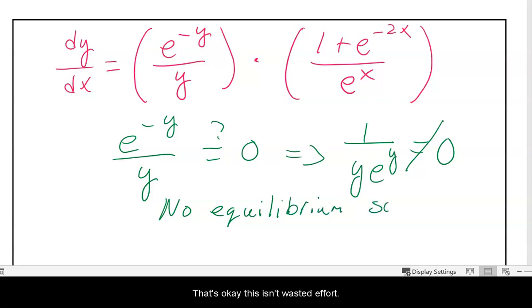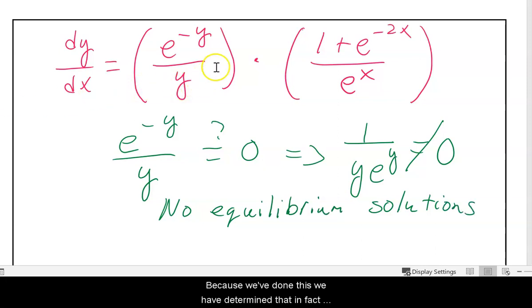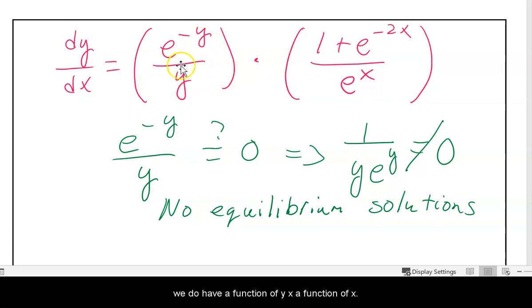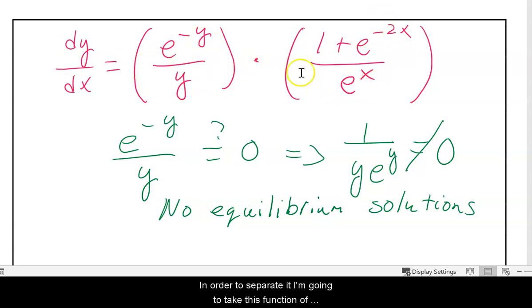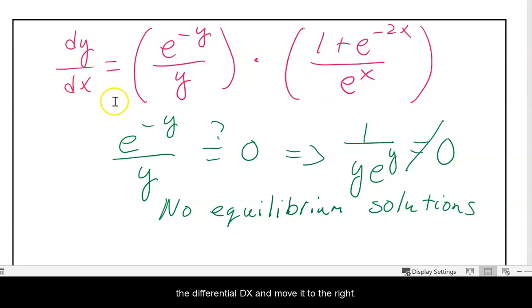That's okay. This isn't wasted effort. Because we've done this, we have determined that in fact we do have a function of y multiplied by a function of x. In order to separate it, I'm going to take this function of y and divide both sides of the equation by it so that it moves to the left. I'm going to abuse the derivative notation and take the differential dx and move it to the right. That would be our next step.